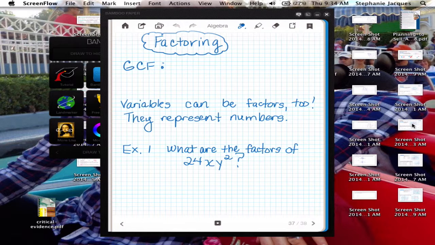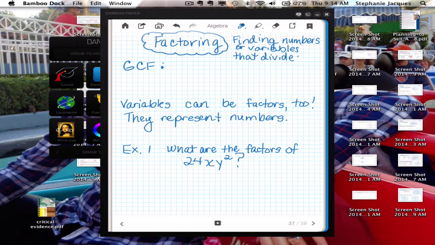Okay, so factoring. Factoring just means that you're finding numbers or variables that divide evenly into another number. So you started learning this after you learned multiplication.